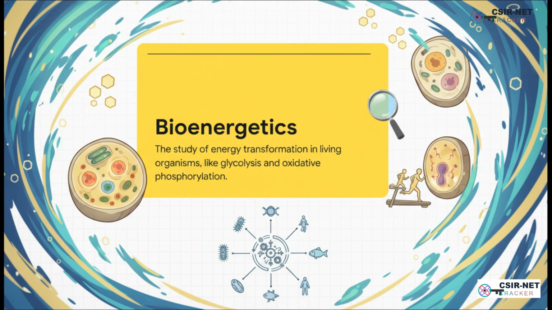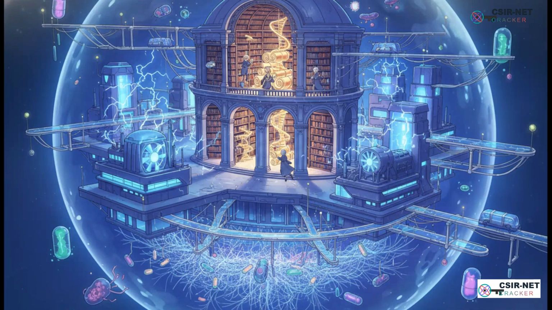It asks, how does a cell get energy? How does it store it? And how does it spend it to just stay alive? This is literally the engine room of biology. And from that engine room, we move into the factory itself, which is what Unit 2 is all about.